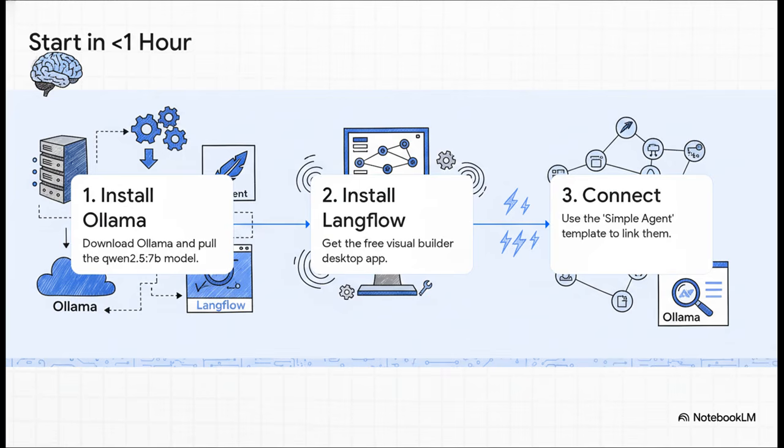Here it is, just 3 steps. First, install Ollama. That's what lets you run models locally. Then pull a capable model, like Qwen 2.5. Second, install the Langflow desktop app. That's your visual builder. And third, open up Langflow, find the Simple Agent template, and just point it to your local Ollama model. That is it. You can have a working agent running entirely on your own machine in under an hour.